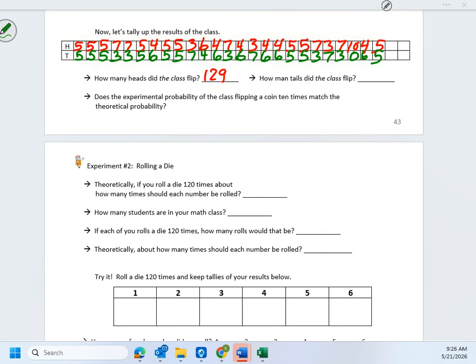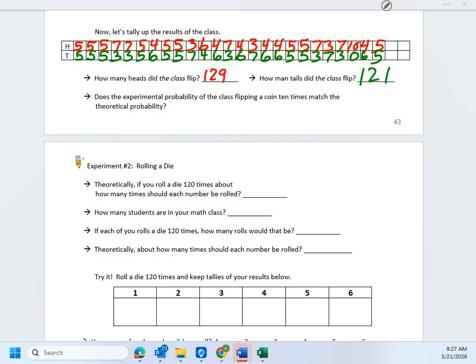Okay, so take our tails numbers and add them all up. Raise your hand when you get an answer. How many tails were flipped in our class? Jackson, what'd you get? Did other people get 121?